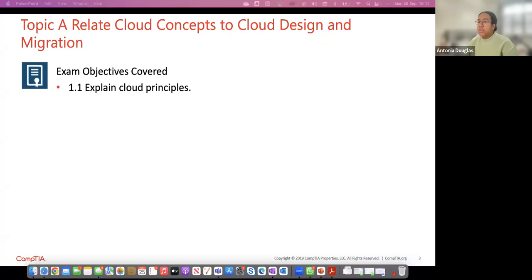Okay, so topic A. Oh, I've still got people coming in, so bear with me. I might have to pause and stop. It's throwing me off. So topic A, relate cloud concepts to cloud design and migration. First point here around explain cloud principles. Okay, let's jump straight into this.